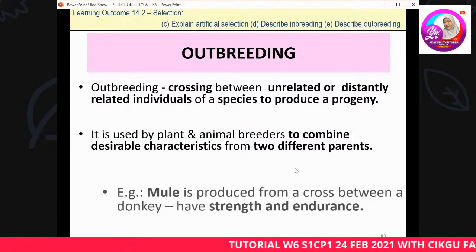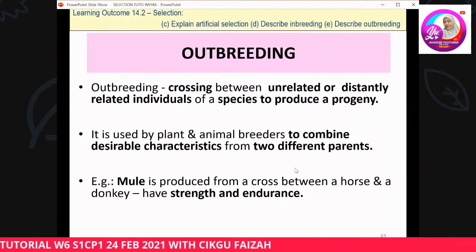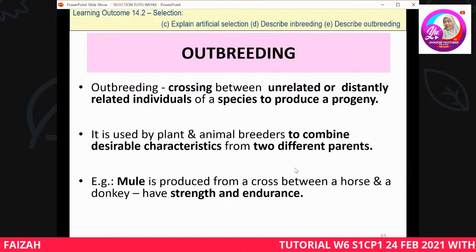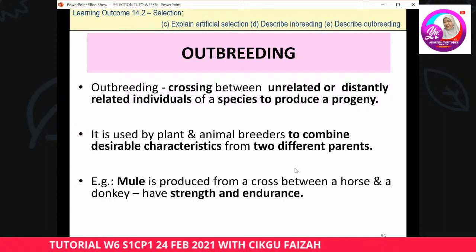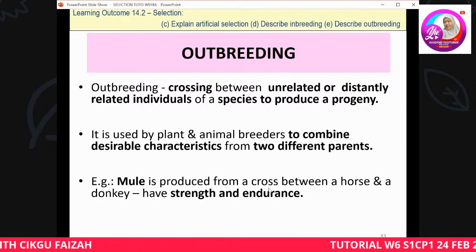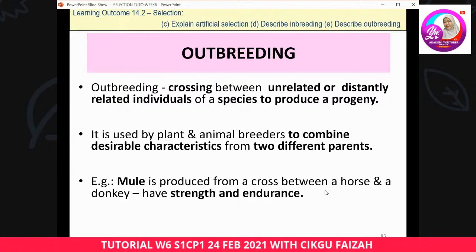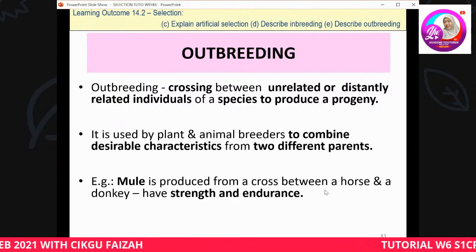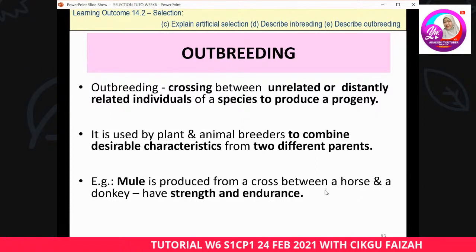Outbreeding, on the other hand, is actually better. The example given in our notes is the donkey and the horse, which give a mule. A mule is very strong, you can put anything on it. Mule is produced from a cross between a horse and a donkey, where you can see it has strength and endurance. The donkey has strength, the horse has endurance, but when we combine the two desirable traits, we get the mule.